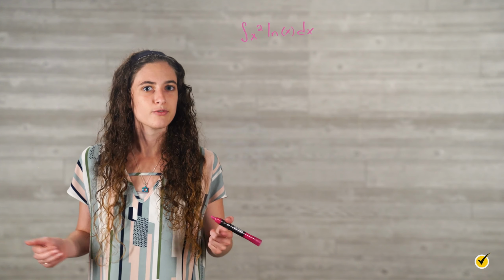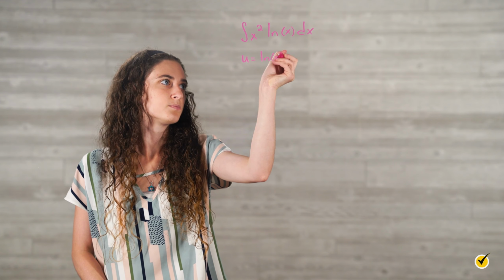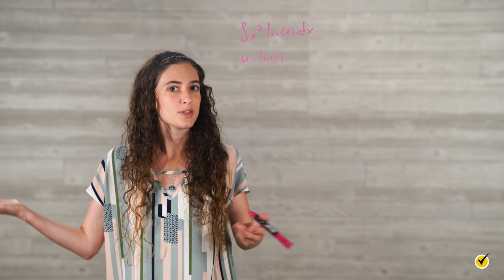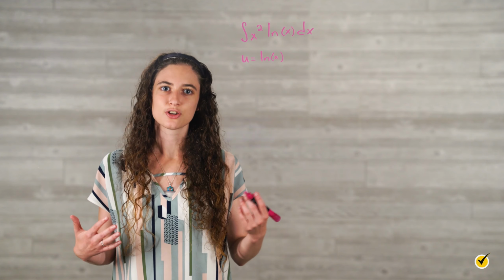There are no I, inverse trig functions. There is, however, an L, log function. We assign u to equal ln x. And we have no need to continue with A, T, and E. The leftover portion of this integral, x squared dx, is our dv.